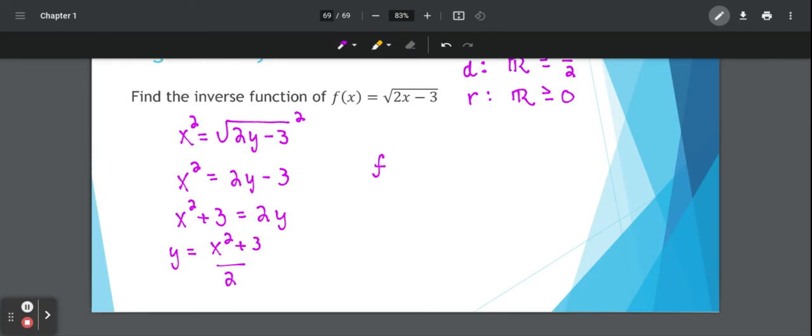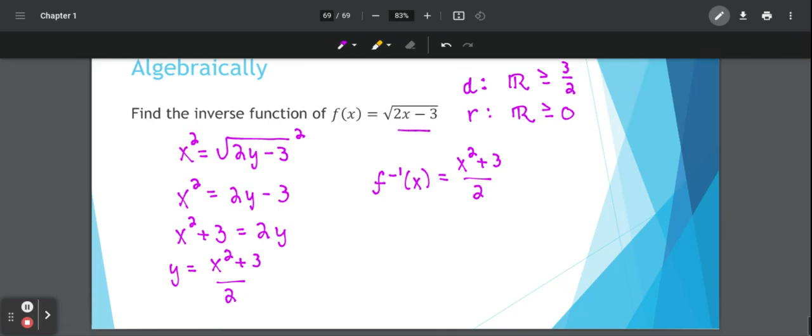So we would say our inverse is x squared plus 3 over 2. But because the original function was restricted, our inverse is also going to be restricted. So we have to give the domain for this. Remember that the domain for your inverse is whatever the range of the original function is. So this is true for reals greater than or equal to 0.